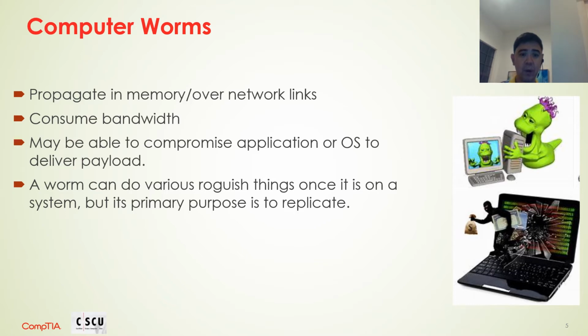Worm. A worm is a type of attack which propagates in memory and even on the network. It consumes bandwidth and it may compromise an application or the operating system to deliver a payload. A worm can do various things once it is on a system, but its primary purpose is to replicate. Initially, it functions as a standalone piece of software, and later on, it will spread without intervention by another program.